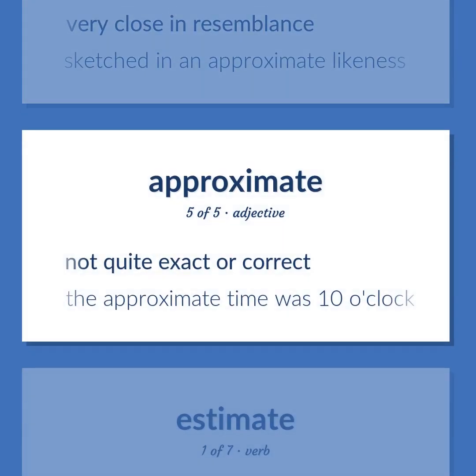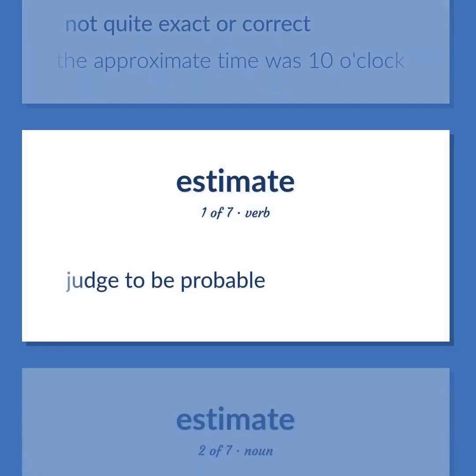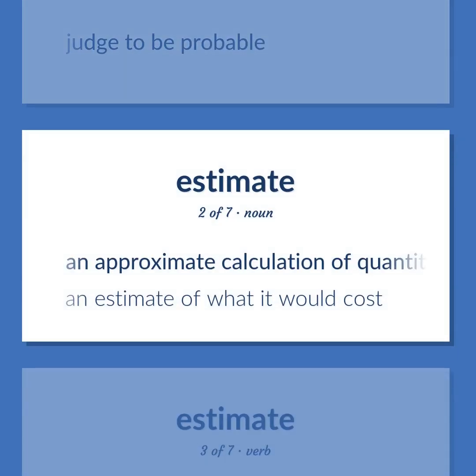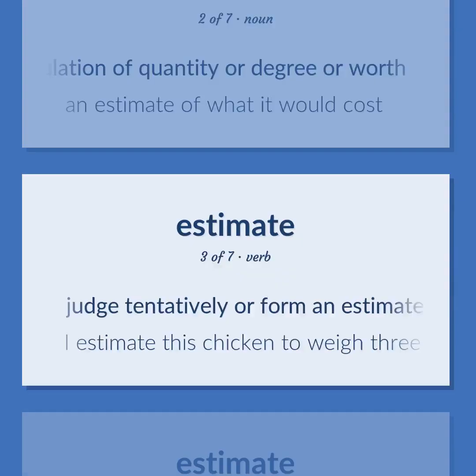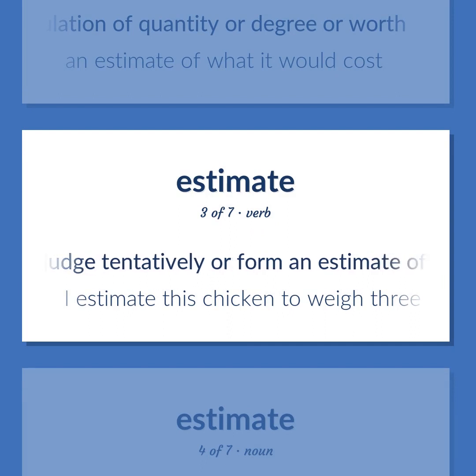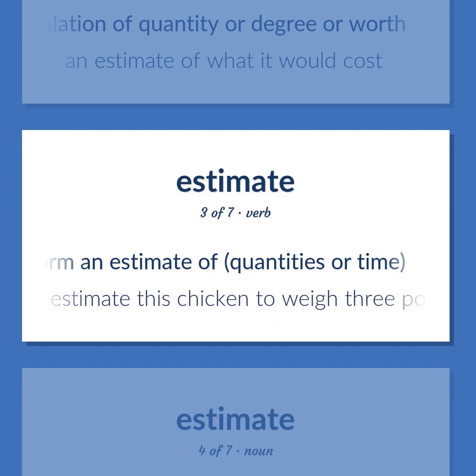Not quite exact or correct. The approximate time was 10 o'clock. Judge to be probable. An approximate calculation of quantity or degree or worth. An estimate of what it would cost. Judge tentatively or form an estimate of quantities or time. I estimate this chicken to weigh 3 pounds.